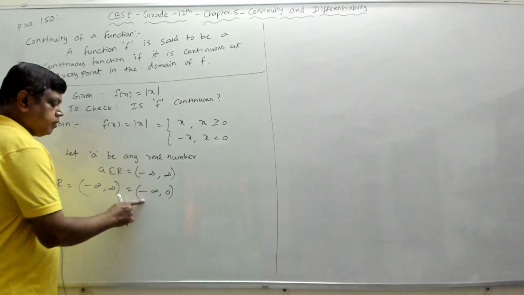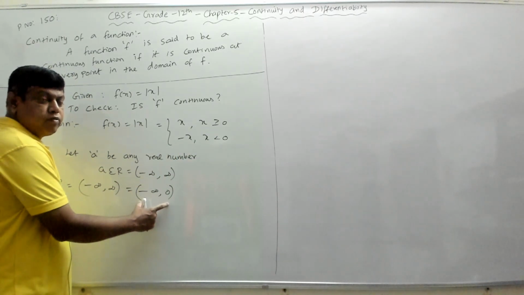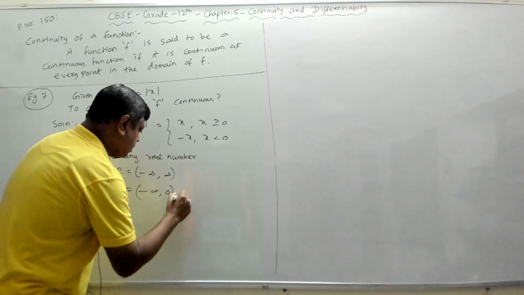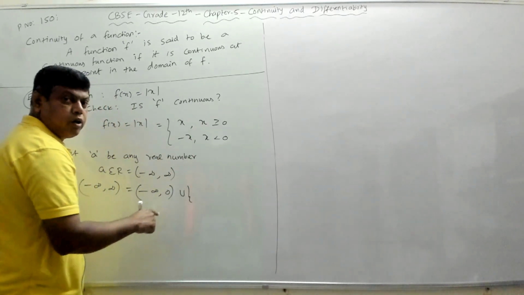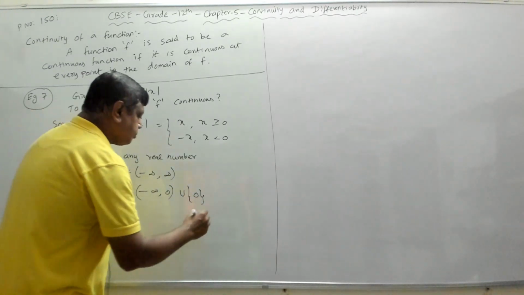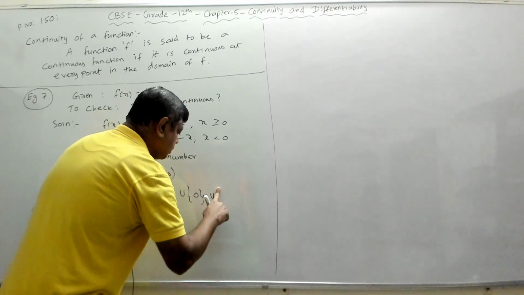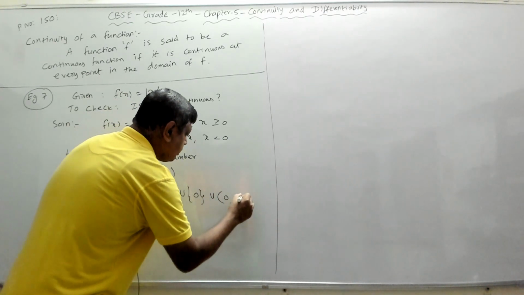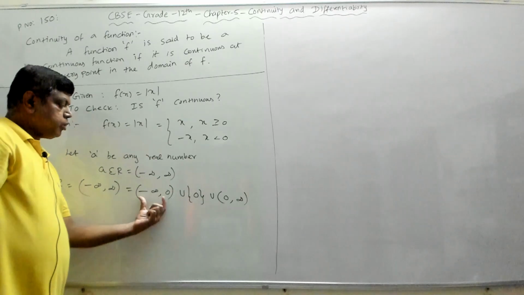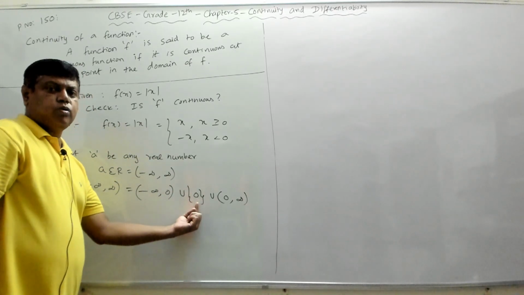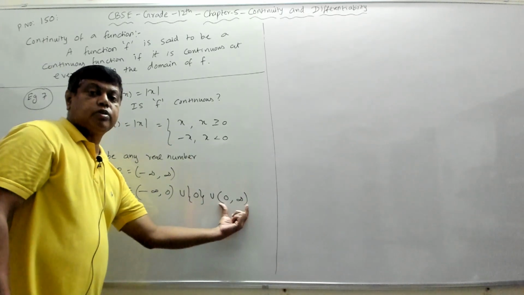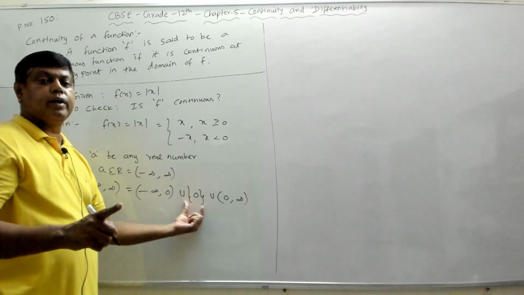If you prove that f is continuous in this interval, then we will have proved it for all the negative real numbers. Then we should prove it for the singleton set containing only 0, and then for the interval 0 to infinity. So the entire real line, minus infinity to infinity, we have broken into minus infinity to 0, then only 0, then 0 to infinity. Here it covers all the negative numbers, here all the positive numbers, and 0 alone we have to check separately for continuity.